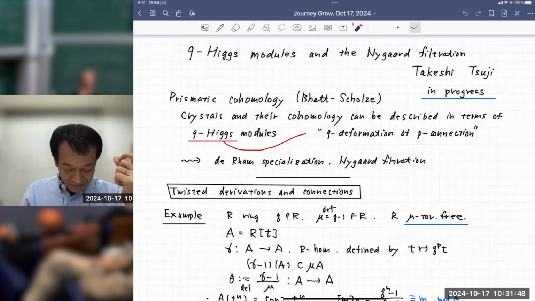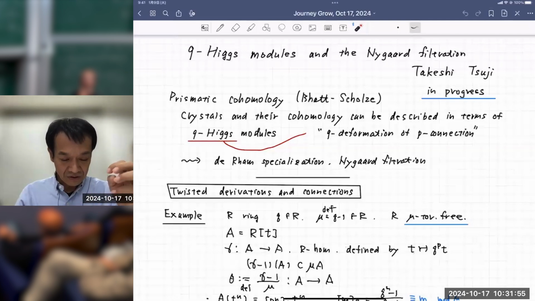And in that case, the q-Higgs field is non-commutative in nature. So we have a geometric q-Higgs field and an arithmetic one, and they don't commute with each other. So it's not obvious that de Rham specialization can be described in terms of such non-commutative ones. The answer is that it's possible, and I will try to explain it in this talk.